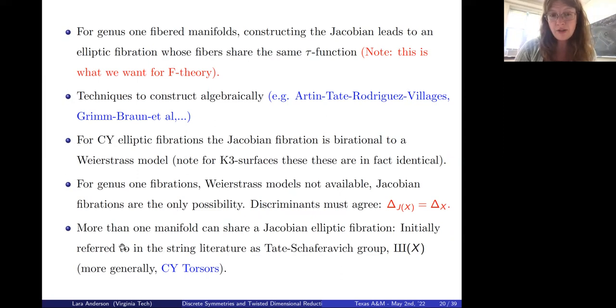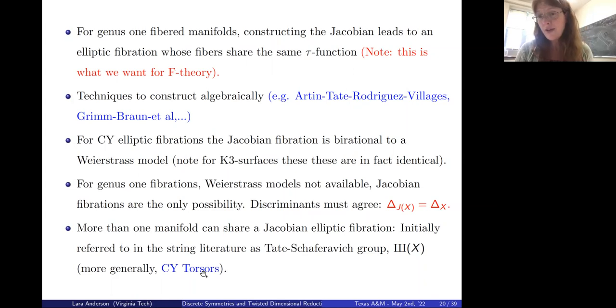The comment I'm making down here is actually exactly the same as the question we just had. More than one manifold can share a Jacobian, and the group of such manifolds has been referred to in the string literature as the Tate-Shafarevich group. More generally, in the mathematics literature, it is the group of so-called Calabi-Yau torsors.